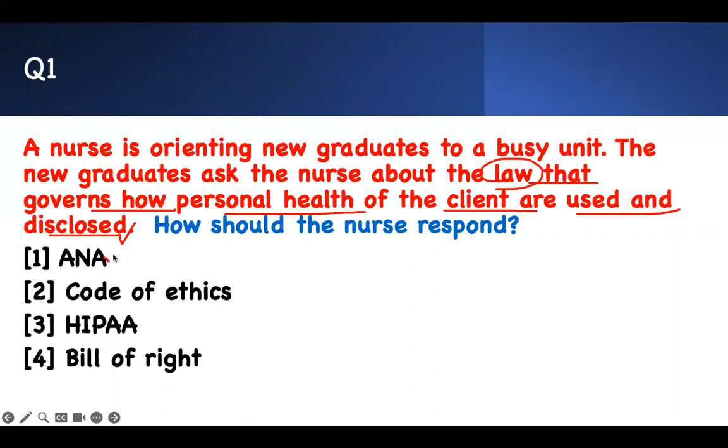What do you think? ANA, this is what designed your code. Nurse's code, right? Code of ethics is a collection of codes that determine how you act. The Bill of Rights is your innate rights, given to you from our Lord above, so nobody can take them away from you. Your innate rights associated with you being a human being, basically. And therefore, HIPAA is the right one.